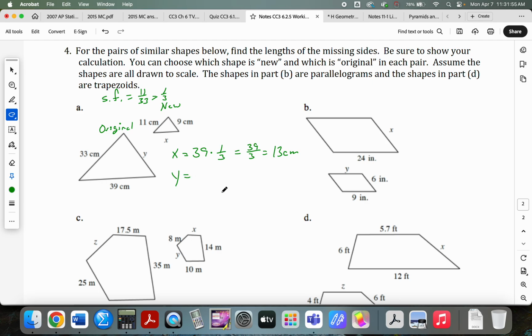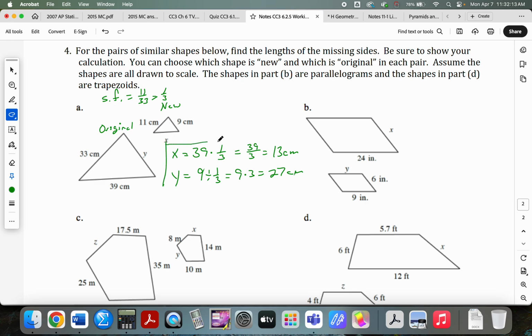And for the y, we would need to take 9 and divide by 1/3, which is the same thing as multiplying by 3. So that would be 27 centimeters.